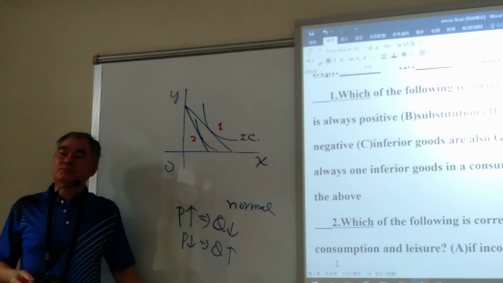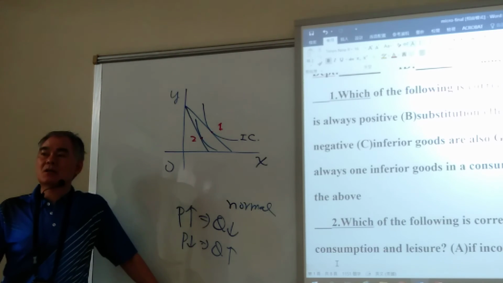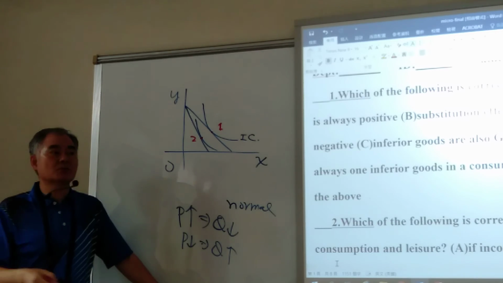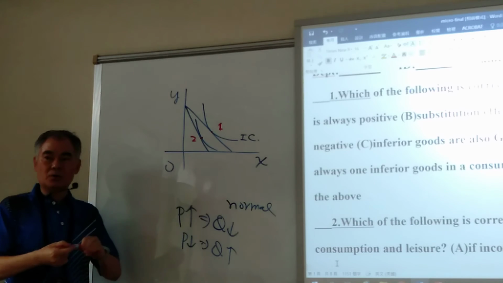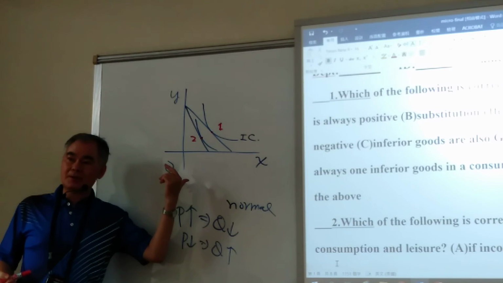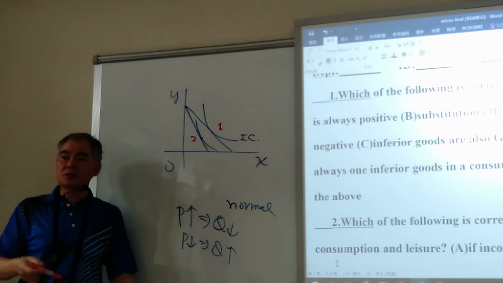And we're going to dissect two effects. One is called the income effect, the other one is called the substitution effect. So we're going to draw another budget line. Sorry, this is all from last semester. I'm just going to have a quick review. And if you don't know it, check the book.